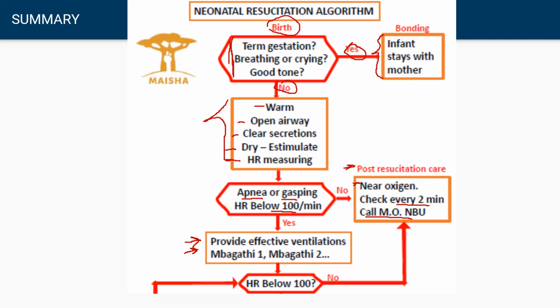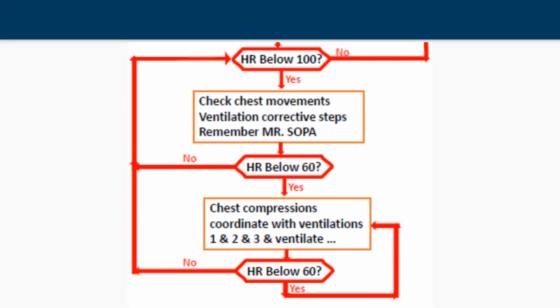So if at that moment the heart rate is below 100 after 30 seconds of positive pressure ventilation, what do we have to do? Again, check the chest movement to check if we are giving correct PPV, the ventilation corrective steps, that is all the MR. SOPA. So we need to check our mask adjustment, the repositioning of the airway, suction, open the mouth, and increase the pressure. And if after that the chest is rising and we are giving correct ventilations, but the heart rate continues below 60, we need to start the chest compressions.